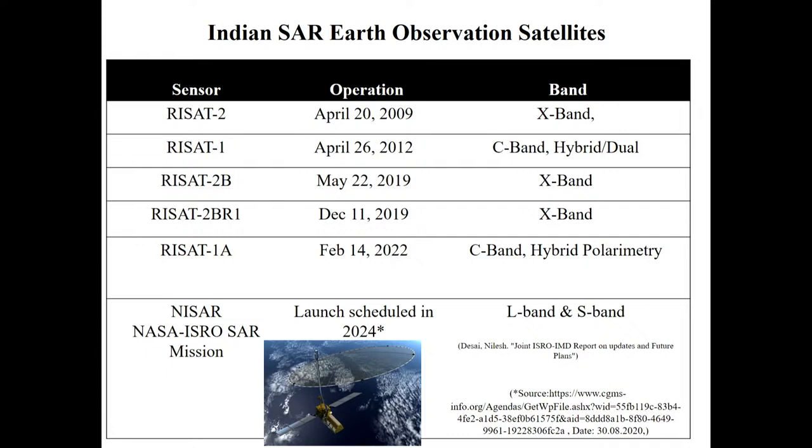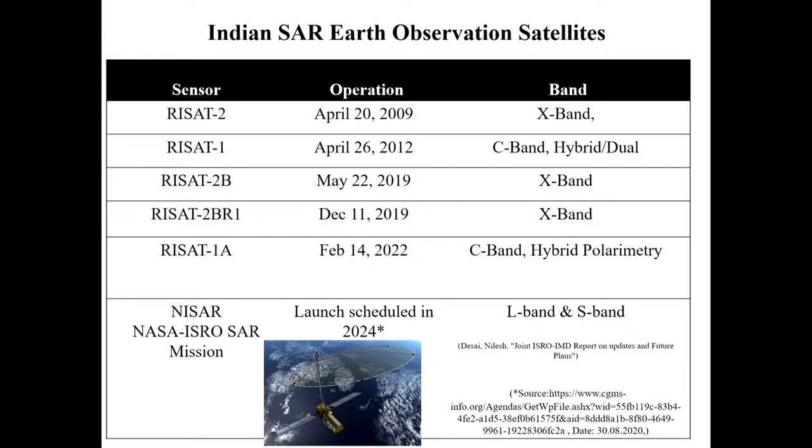Now these are the Indian SAR Earth observation satellites. RISAT-2 was the first satellite, which was launched on 20th April 2009 in X band. RISAT-1 was launched on 26th April 2012 in C band. This was the first satellite which was capable of providing circular polarimetric data set, hybrid polarimetric data set in Earth observation, and there were several advanced modes also.